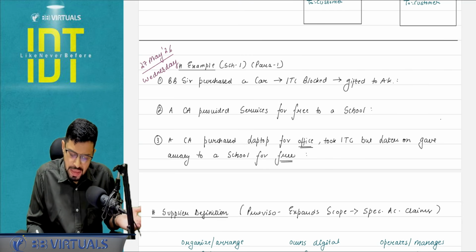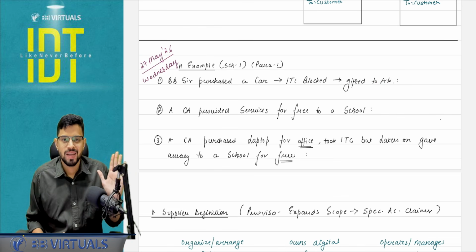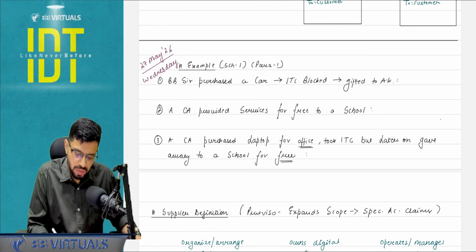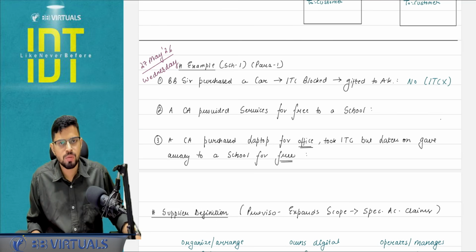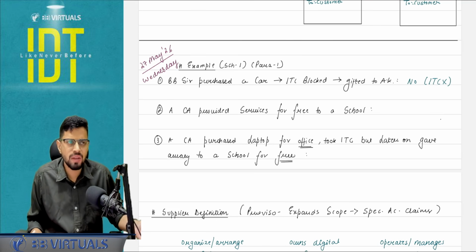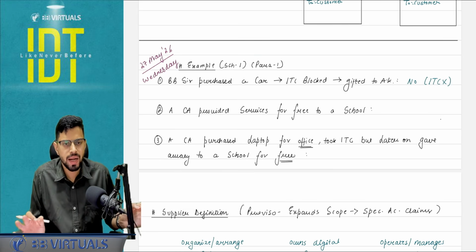And suppose BB sir gifted that car to Akash sir. Now tell me, will schedule number 1, paragraph number 1 apply here? Answer is no. Why? Because ITC was not taken. Now ITC was not taken means ITC was blocked. Okay, does not matter if ITC was blocked or I did not avail it voluntarily. The point is that ITC was not taken. Schedule number 1, paragraph number 1 will not apply.